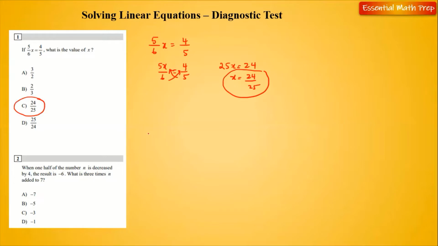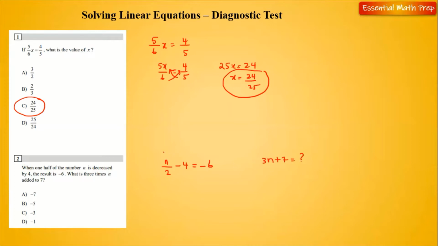Let's go to the second problem. When 1/2 of the number n is decreased by 4, the result is -6. What is 3 times n added to 7? Let's figure out the algebraic expression for the actual problem before we work out the second part of it. So 1/2 of a number is n over 2, decreased by 4, and that's equal to -6. You're asked to determine what is 3 times n plus 7. What is this equal to?